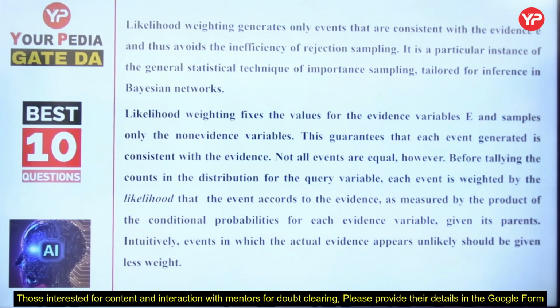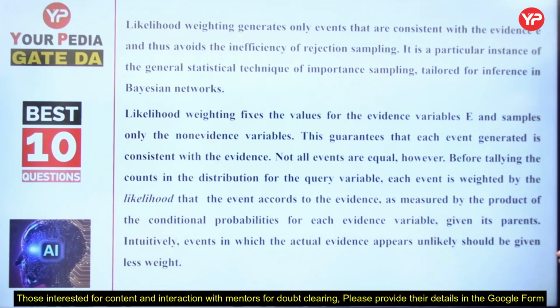Likelihood weighting generates only events that are consistent with the evidence E and thus avoids the inefficiency of rejection sampling. It's a particular instance of the general statistical technique of importance sampling tailored for inference in Bayesian networks. Likelihood weighting fixes the values for the evidence variables E and samples only the non-evidence variables, not all the variables.